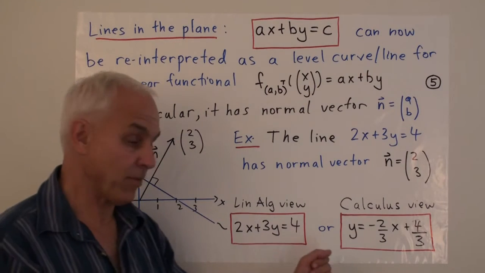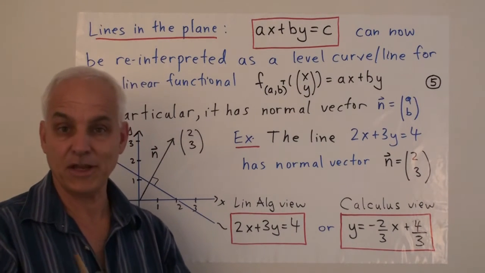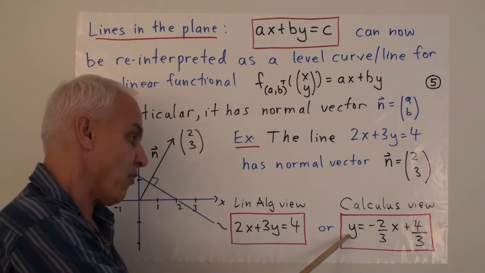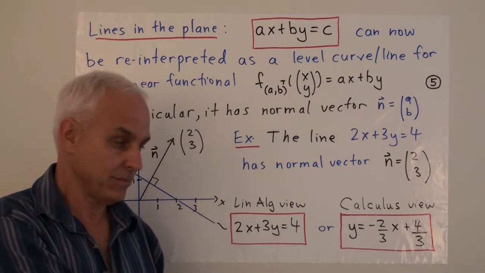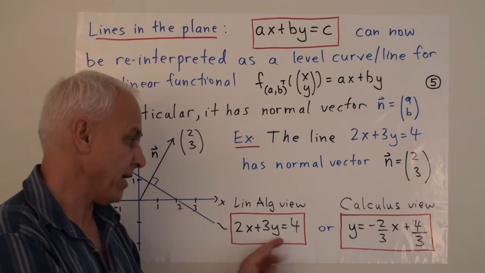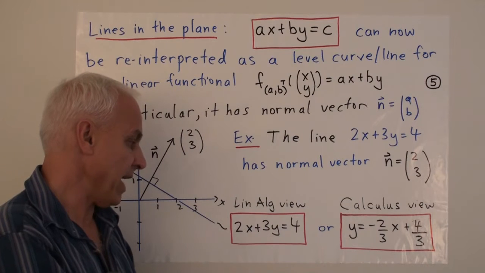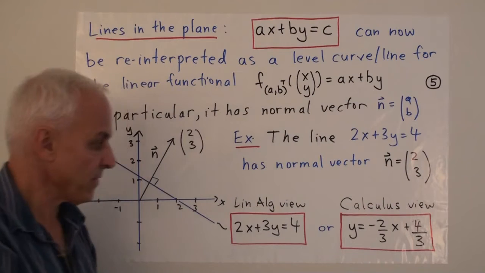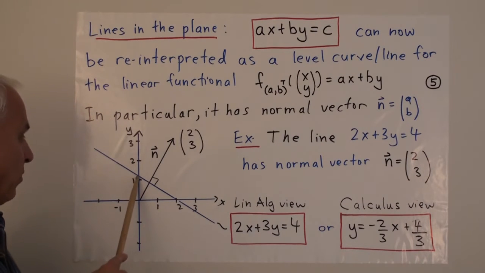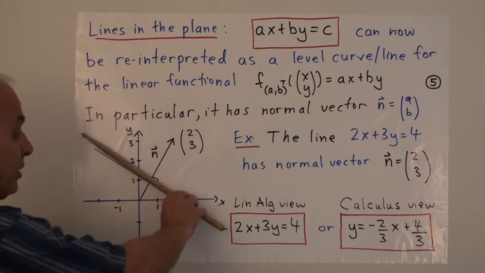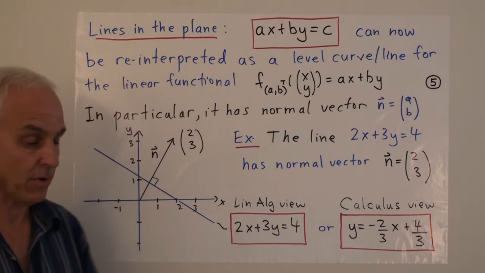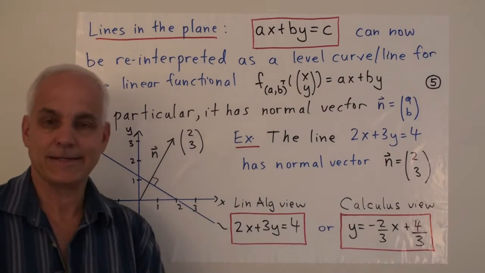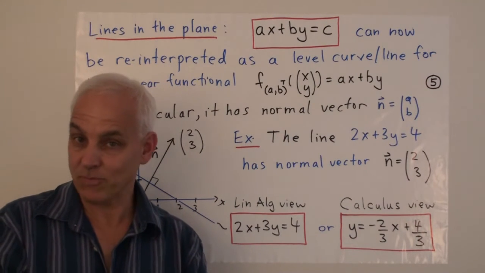Although in calculus, where we often think of lines as graphs of linear functions, it's more usual to think about a line as of the form y = mx + b. Well, we can solve for y in this case just by moving the x's to the other side and dividing by 3, giving us y = -2/3 x + 4/3. Then in calculus you would say that the y-intercept is 4/3, and the slope of this line is -2/3.